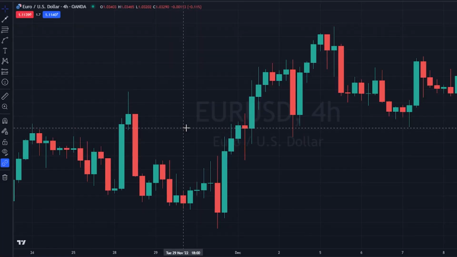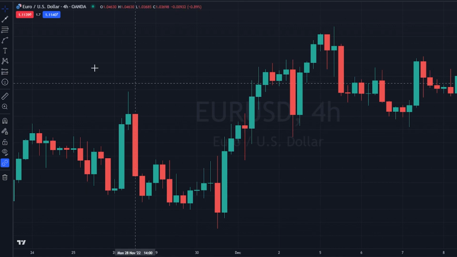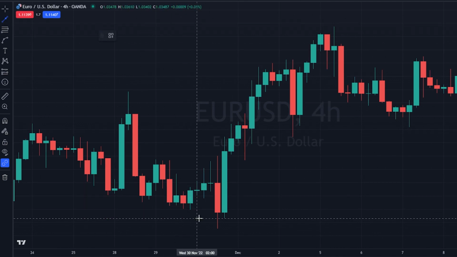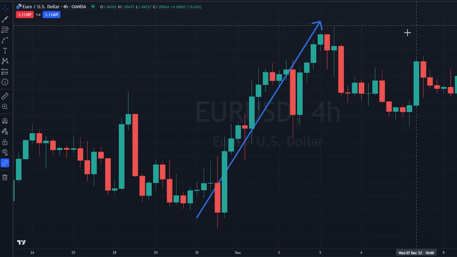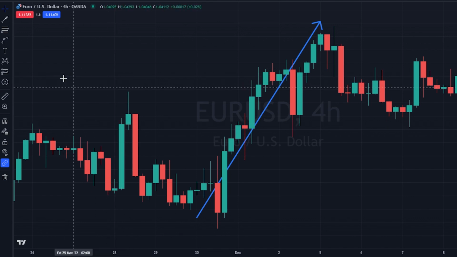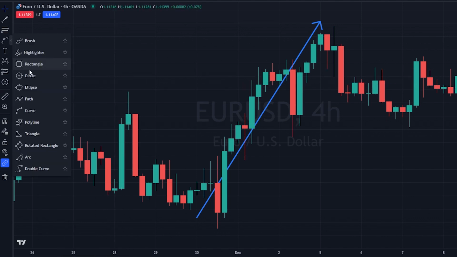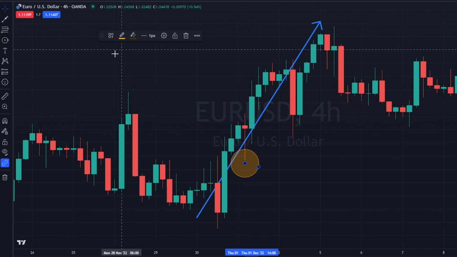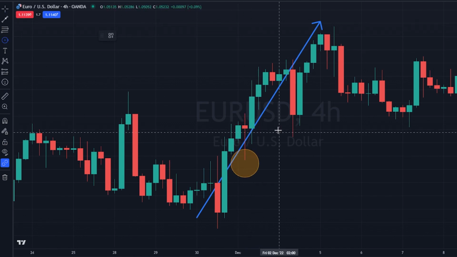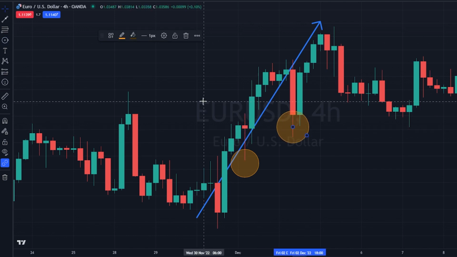Okay, let's begin by identifying our parabolic curve pattern. Now remember, the parabolic curve needs two things. It needs a directional move in price and a series of pullbacks. So the first thing we have, on this 4-hour Euro USD chart, is a directional move in price, a nice move to the bull. The second thing we have is a series of pullbacks. Now, these pullbacks can vary in degree. They don't all have to be symmetrical. We're not building a harmonic pattern here. We're just getting a quick and dirty look at what price action's been doing.